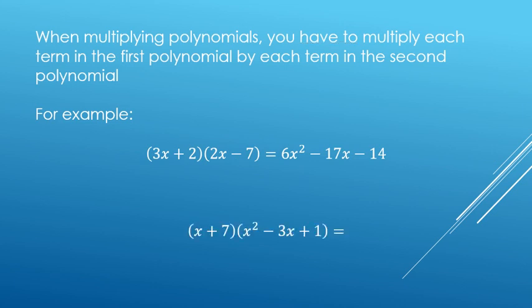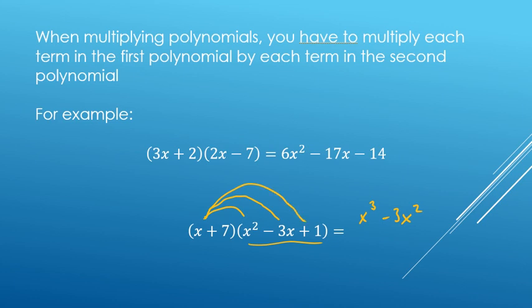This next one, a little bit more involved. This is not so much FOIL. You can't say first, outside, inside, last, because this thing here has 3 terms to it. So this is where we look at it as just multiply every term in here by every term in here. So we're going to make sure that that happens. So I have the x times the x squared, x cubed. x times the minus 3x, minus 3x squared.